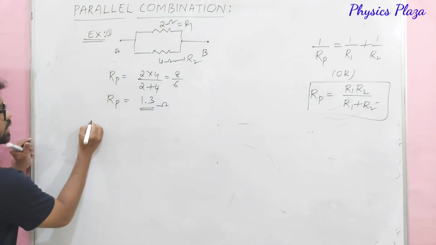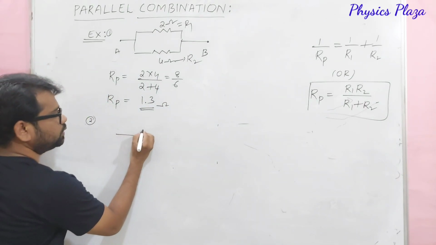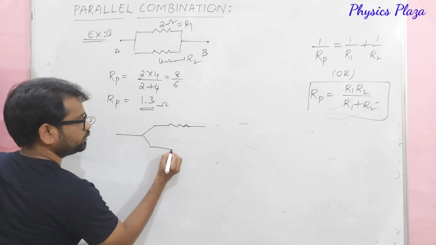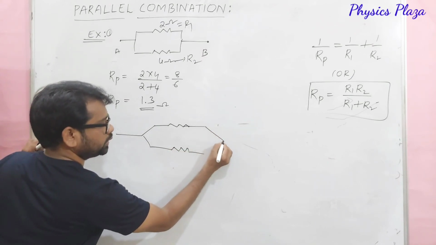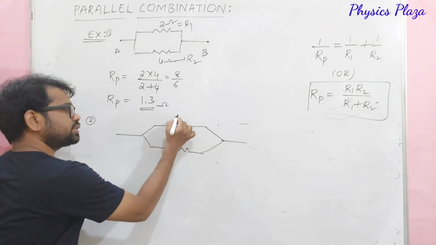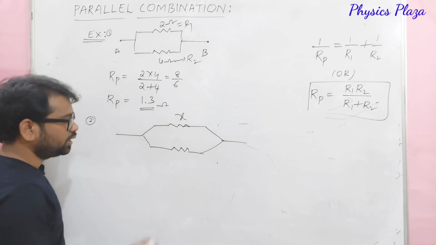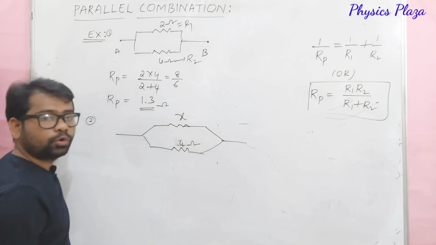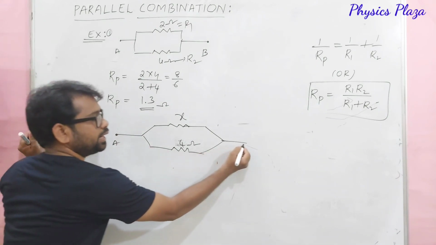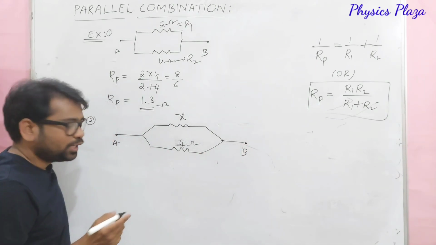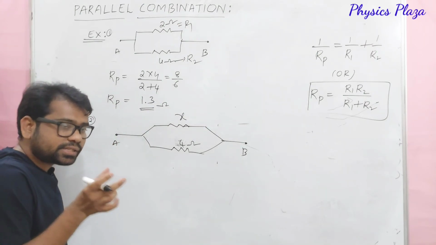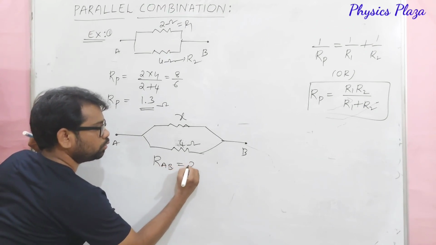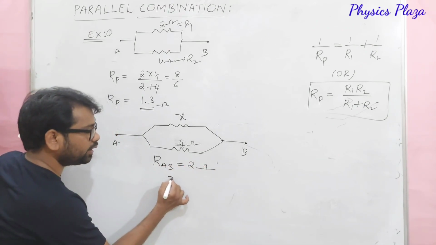And here, children, let us take one more example. Here there are two resistors, one resistor and one more resistor, such that this resistance is X, an unknown resistor, and here it is, for example, 4 ohm, and the terminals are A and B. Dear children, it is given that the resultant resistance across this combination, RAB, is equal to 2 ohm. Then find the X value.